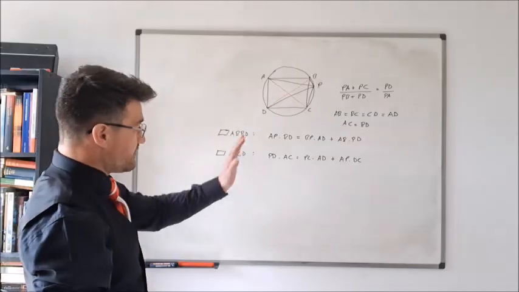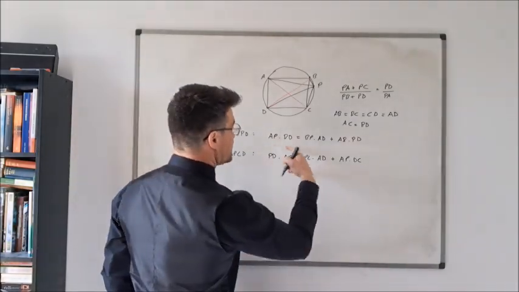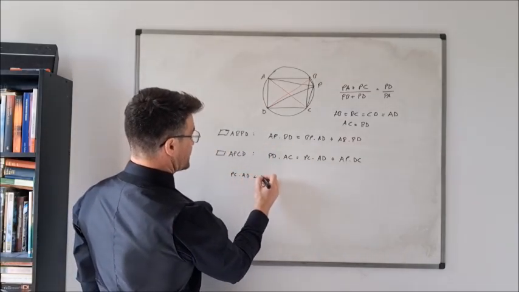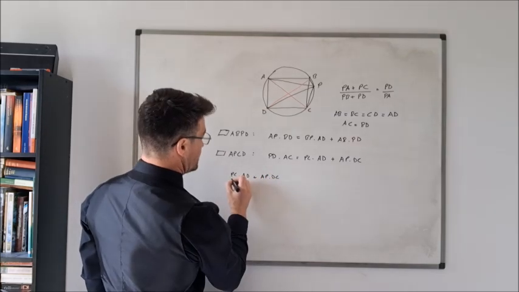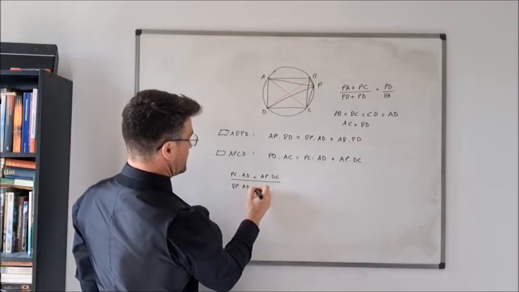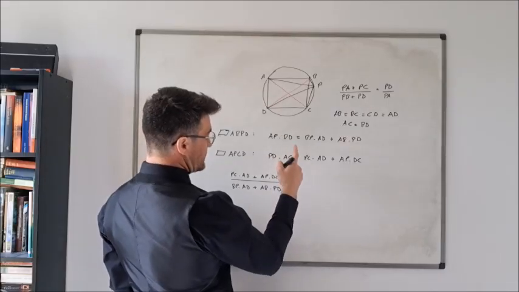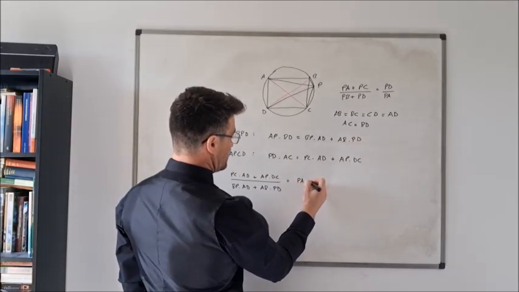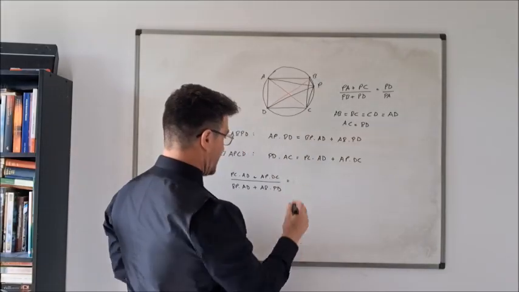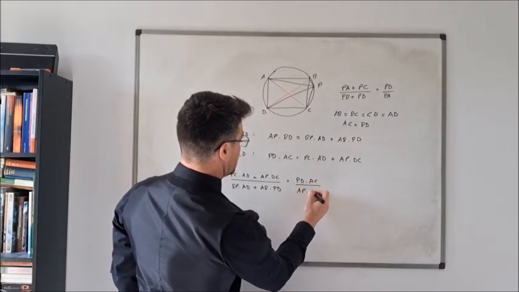Okay, so then we consider the ratio. Which way around do I want to? Right, so I want to do this. Right, so PC times AD plus AP times DC over BP times AD plus AB times PD is going to be equal to PD times AC, PD, not PA, PD times AC over AP times BD.